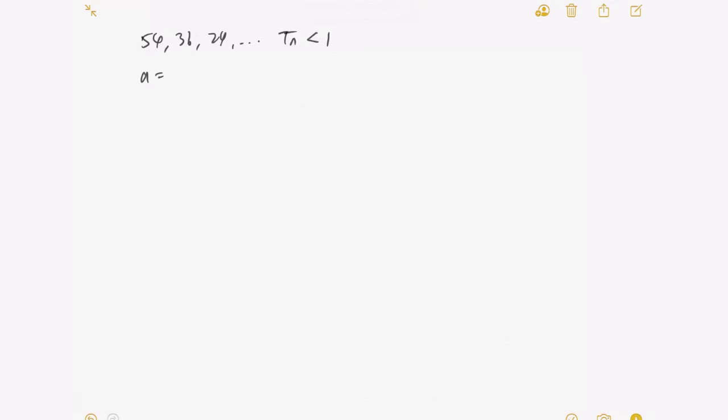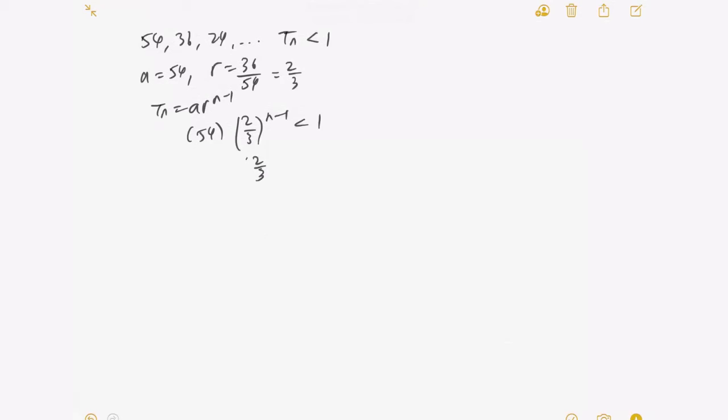So my A is 54. My common ratio is 36 over 54. This will be 2 over 3. Now my Tn is less than 1. So remember, the Tn formula is ARⁿ⁻¹. So we take 54 times 2 over 3 to the power n minus 1, less than 1.